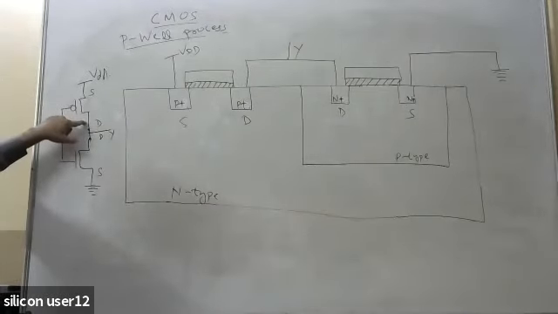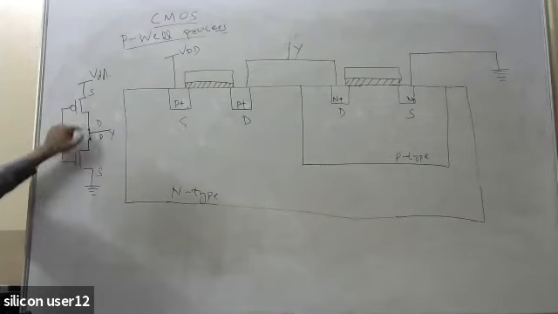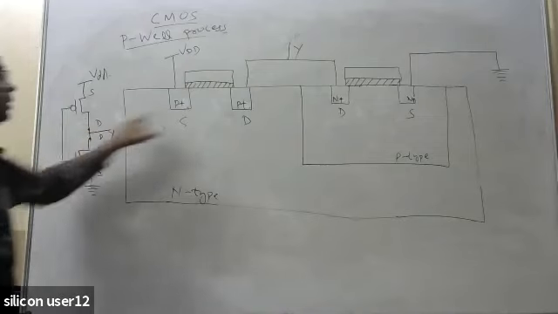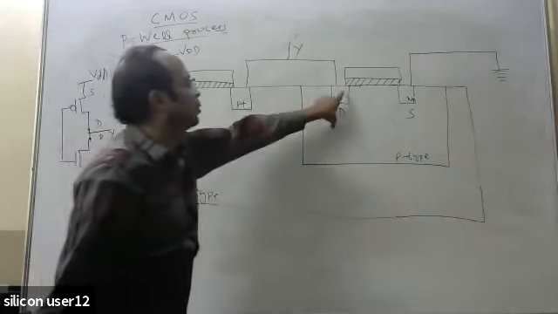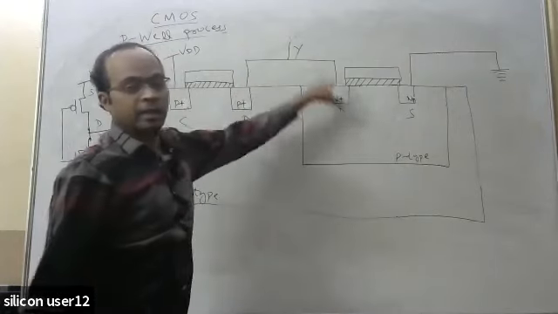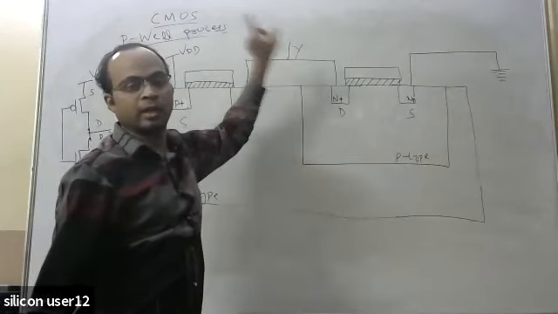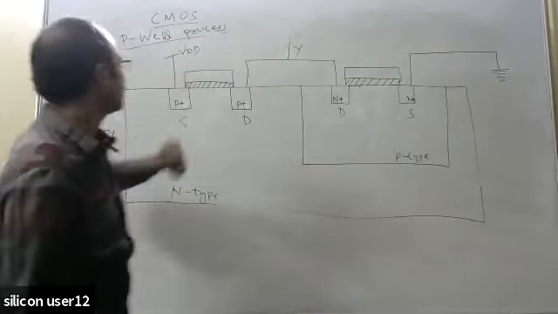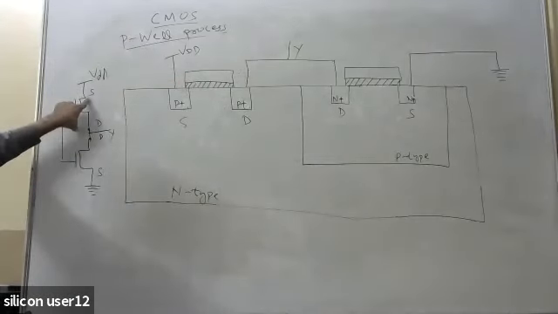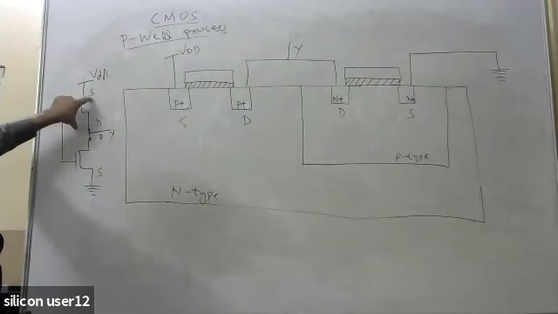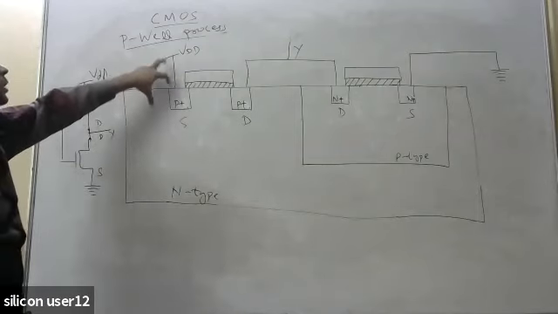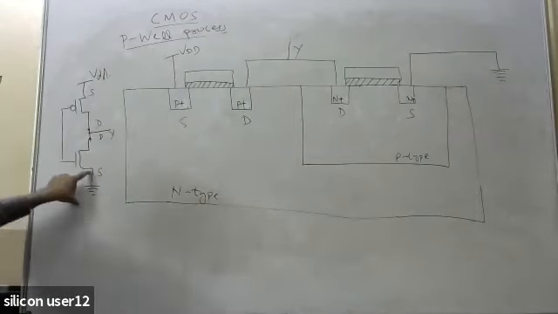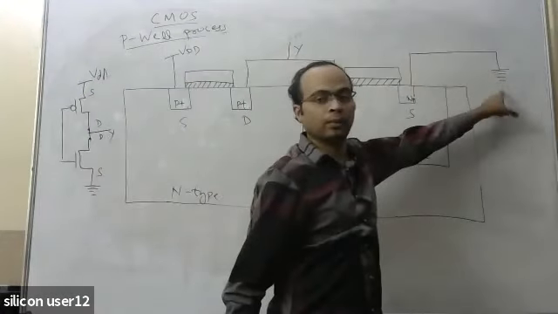Here, the drain of the PMOS and the drain of the NMOS are both connected, and the output is taken from it. Okay, and what else? The source of the PMOS is connected to VDD. The source of the NMOS is connected to ground.